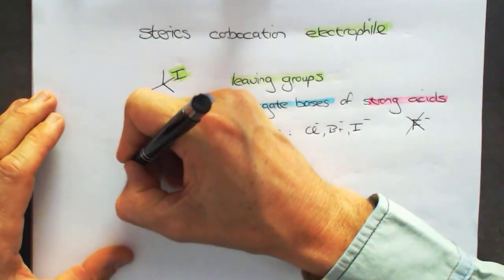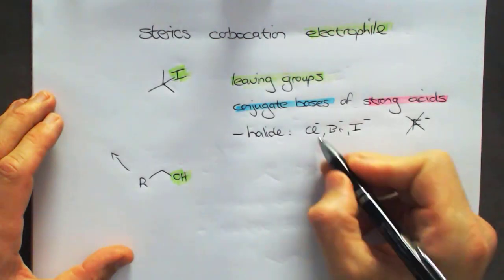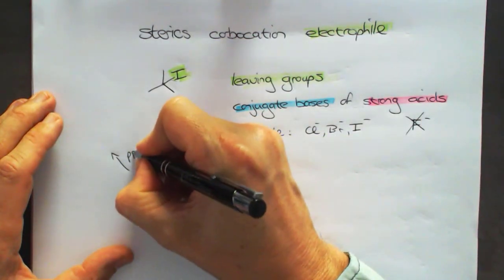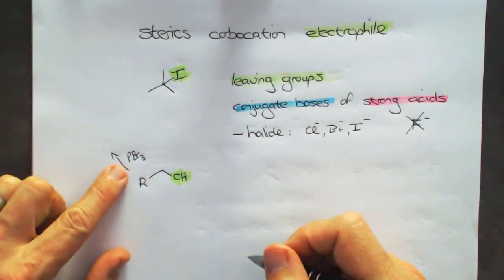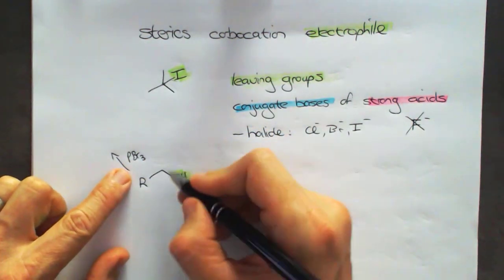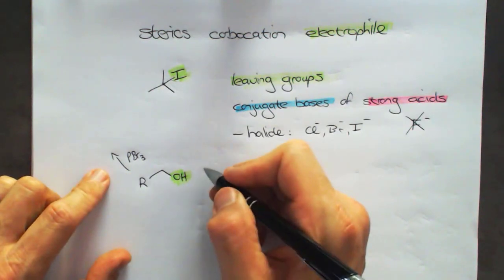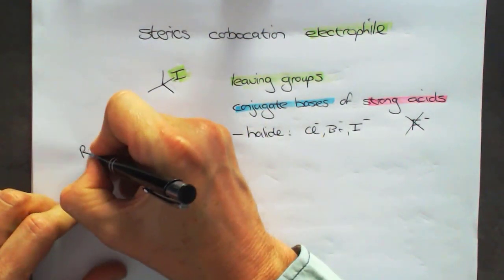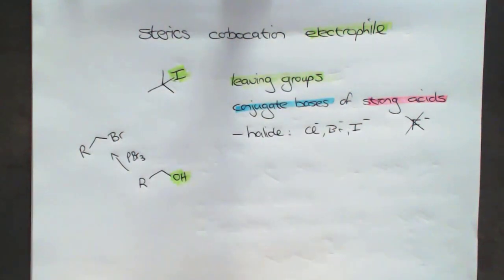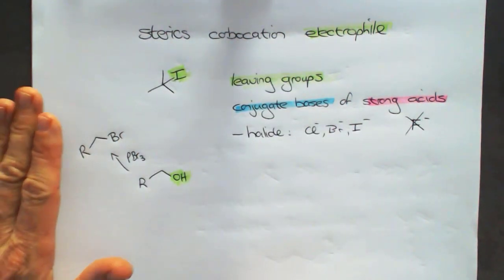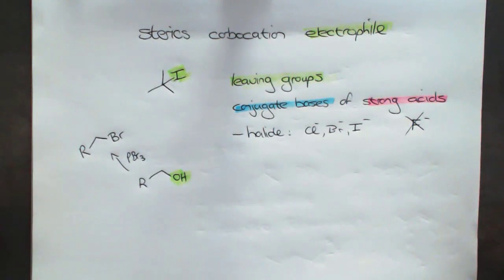One of the ways is, of course, just to change it into a halide. A very good way of doing this is with PBr3, phosphorus tribromide. Phosphorus tribromide is an excellent way to convert any alcohol into a bromine, and so that's an excellent way of converting an OH into a good leaving group. And that's fine. But I want to also introduce some other concepts.